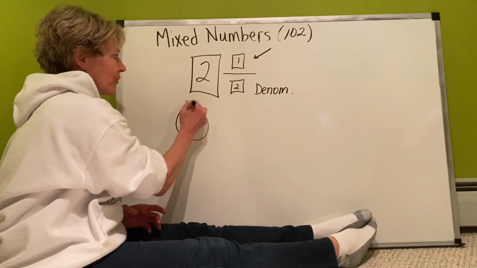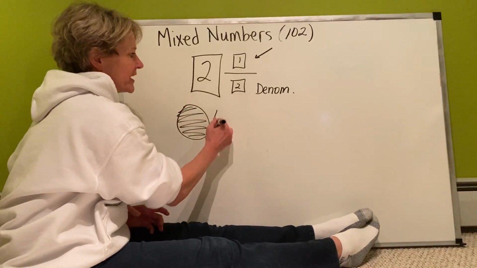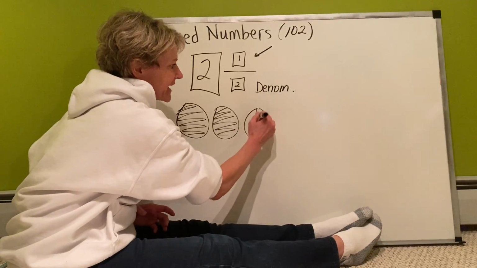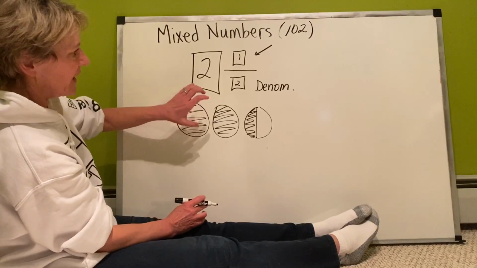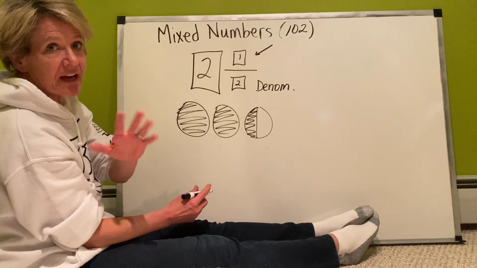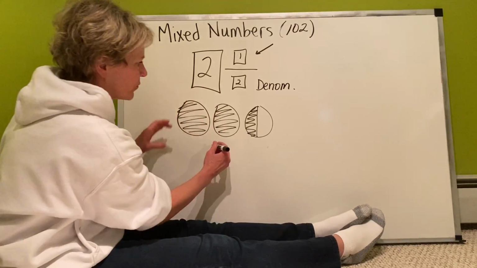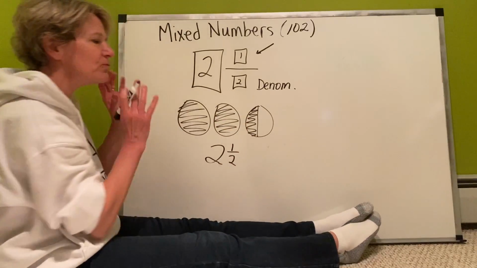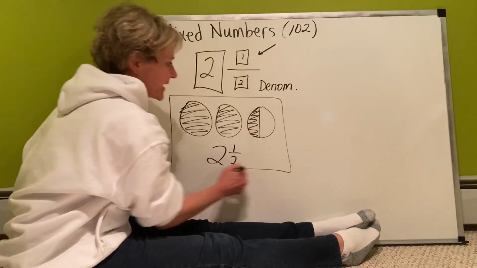If you think about a whole pizza, you ate a whole pizza when you were hungry. You ate a second whole pizza, and then you ate half of another one. So you see, this is a whole one, another whole one, and a half of another. That in pizzas, this would be 2 1/2.